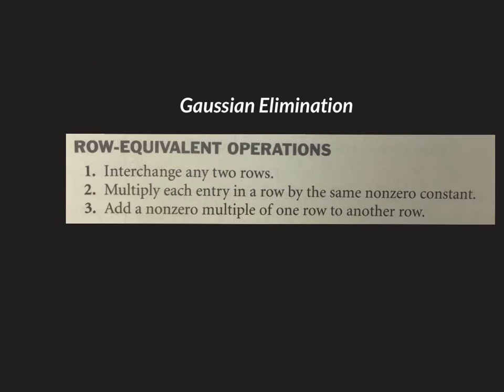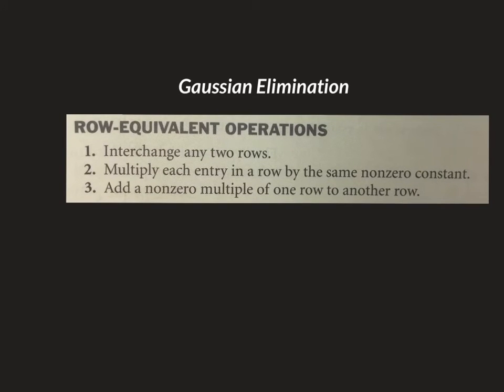All right, we're about to do something called Gaussian elimination. There are 3 rules for Gaussian elimination, and we need to make sure we know what they are. The first one is you can interchange any 2 rows anytime you want to. You can put the second row on top. You can just switch rows anytime you want.